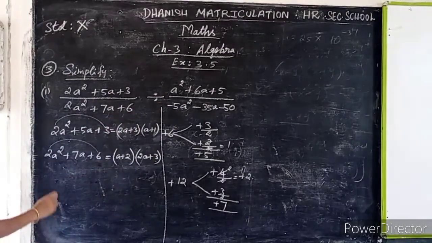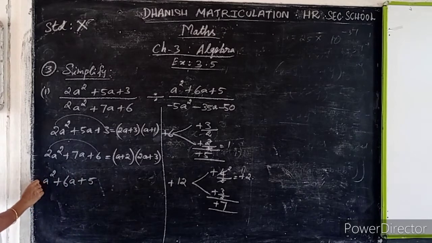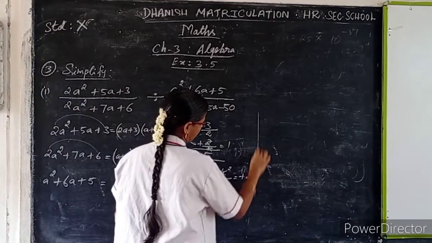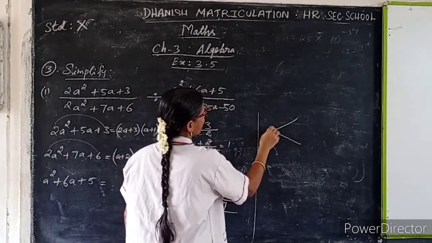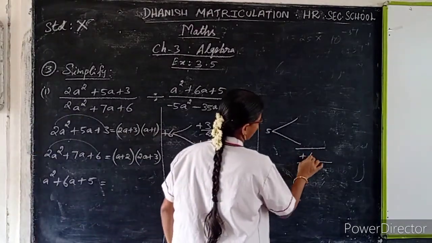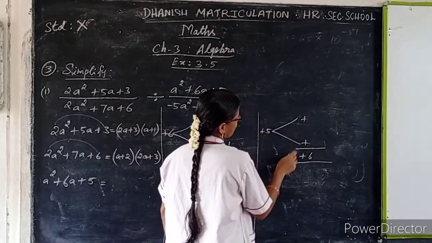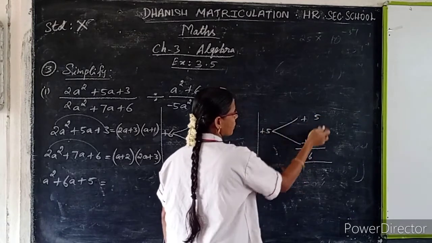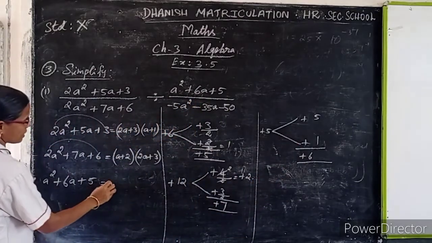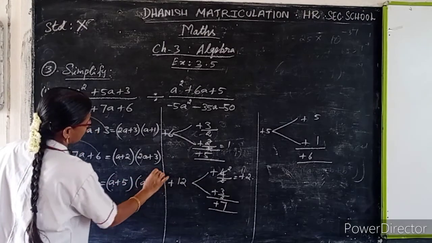Here a square plus 6a plus 5. Here the coefficient is 1. So 1 5s are 5, plus 5. Here the coefficient of a is plus 6. Plus 5, plus 6, so both plus. 5 1s are 5, 5 plus 1 is 6. The coefficient is 1 here, so our factors are a plus 5 into a plus 1.